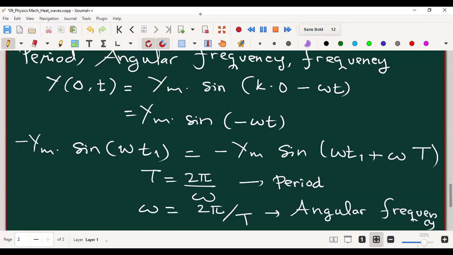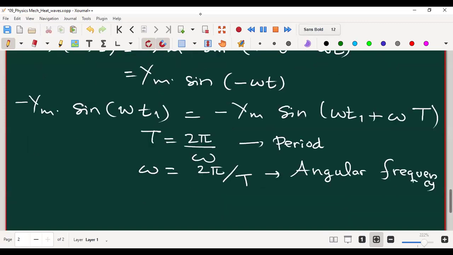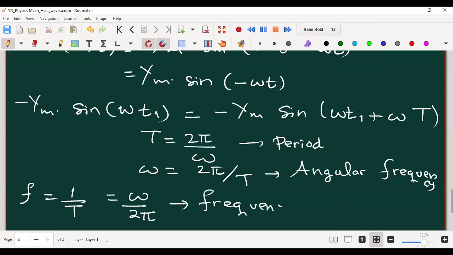Angular frequency. Okay. And then frequency is equal to 1 divided by period, or the frequency is omega divided by 2π. So this one is frequency. So you can understand the definition of period, angular frequency, and frequency. Period, this one is angular frequency, and then this one is frequency.